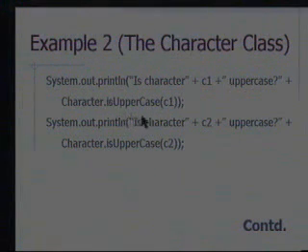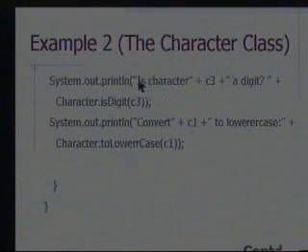The isUpperCase is a method which returns true or false. If the value of c1 is an uppercase character, then it returns true. If it is a lowercase character, then it returns false. Similarly, if c2 contains an uppercase value, it returns true or false. Similarly, isDigit returns whether it is a digit character or not.